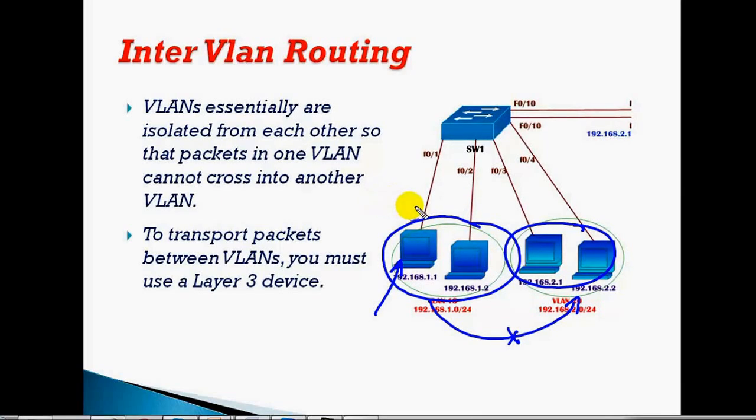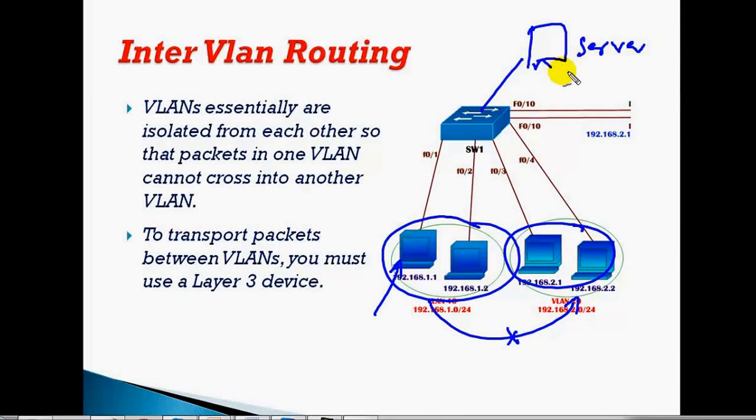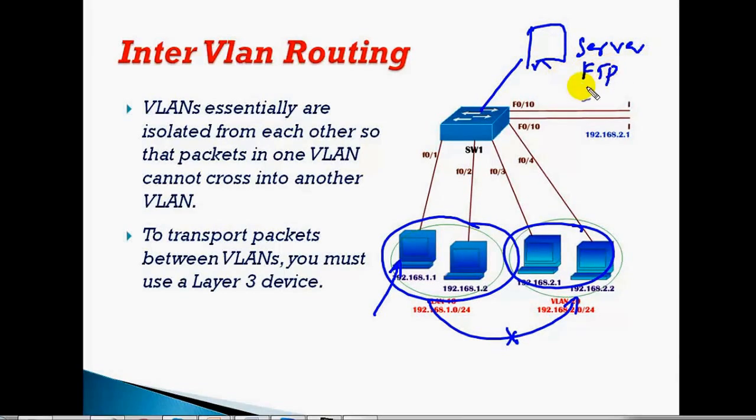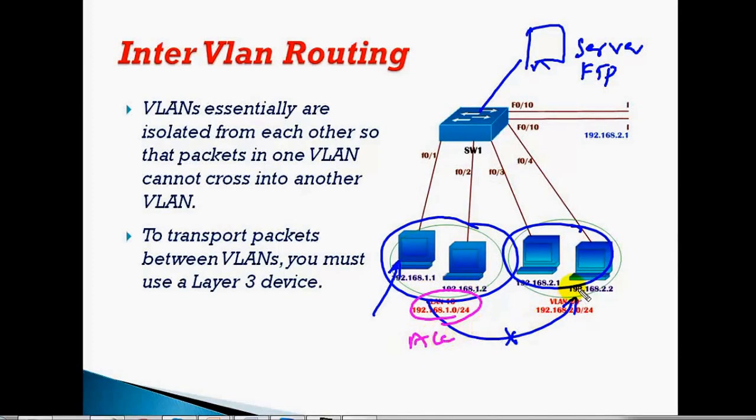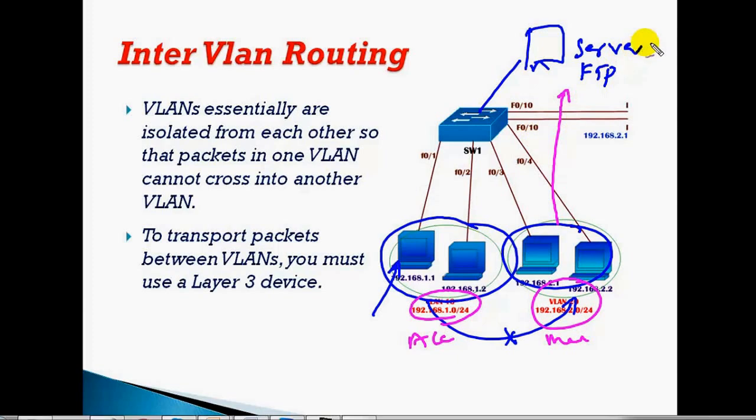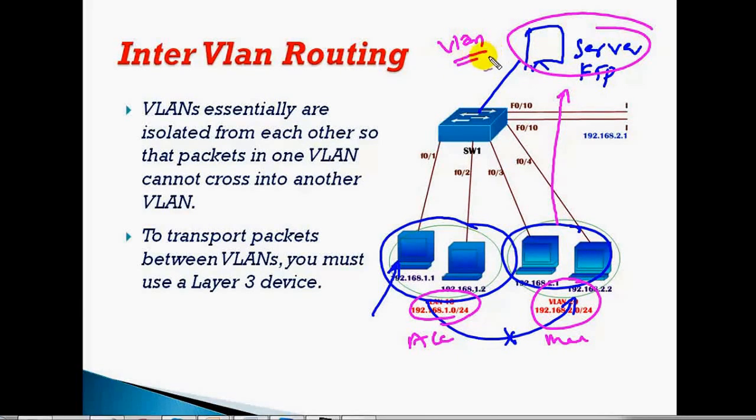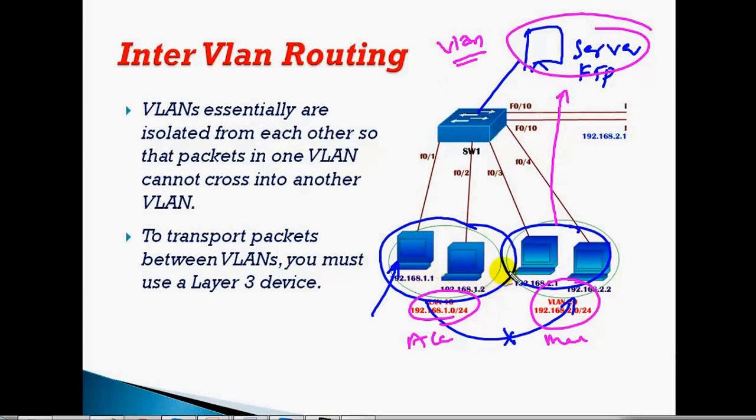Across scenarios, you may have some server which everyone should access. Let's say there is my FTP server, and I want to ensure that all my users of VLAN 10, which is the accounts department, and also the marketing department, should be able to access my FTP server, which is in a different VLAN. To reduce the size of the broadcast domain, we divide them into different VLANs, and also it will ensure that we don't have communication between different VLANs.